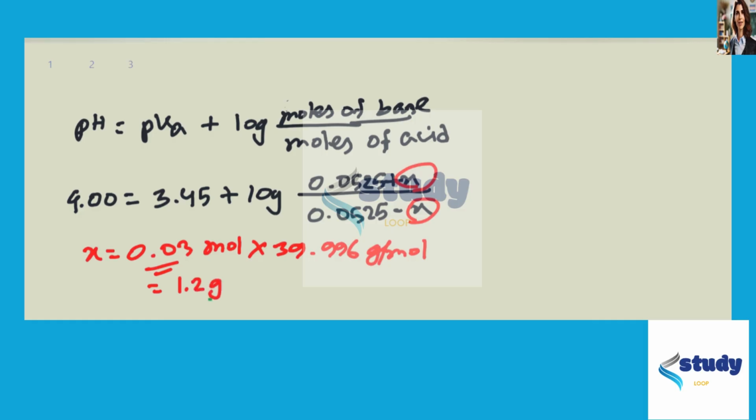So this is the mass of sodium hydroxide that this buffer can neutralize before the pH rises above 4.